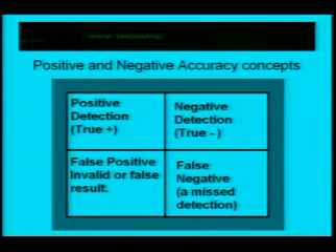Positive detection would be that the scanner finds a real vulnerability that is there. The false positive, which we're focused on, is where the vulnerability is not there, but the scanner, in fact, finds a vulnerability that isn't there. And so that's the focus.